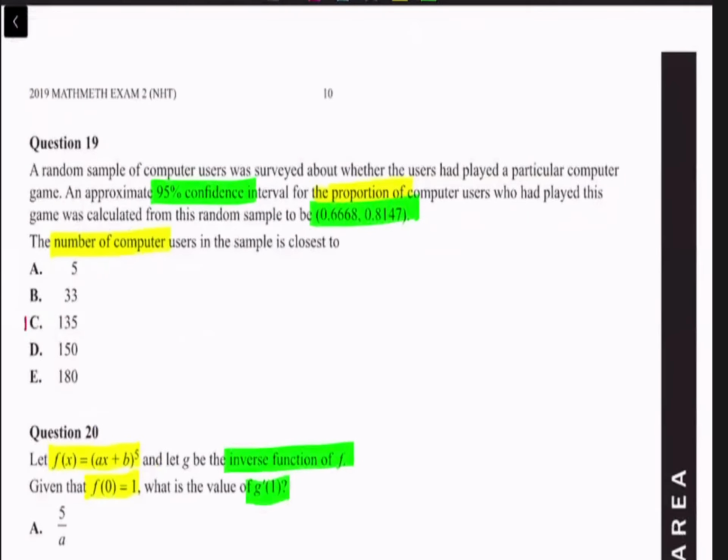So we have sampling now. So you can tell it's sampling through the word proportion. So we have a 95% confidence interval and the number of computers used. So again, we know the confidence interval is made by this.